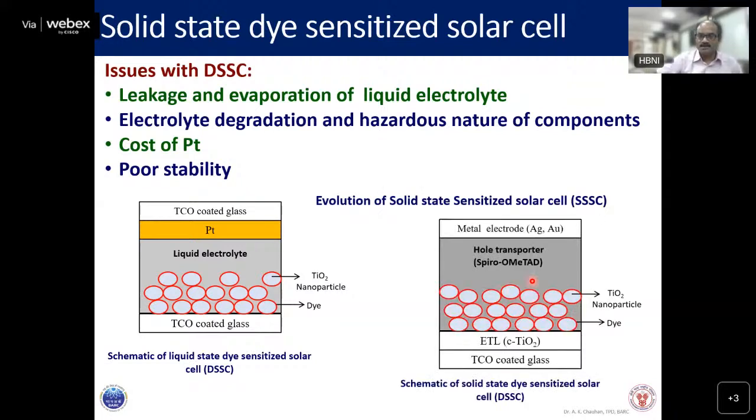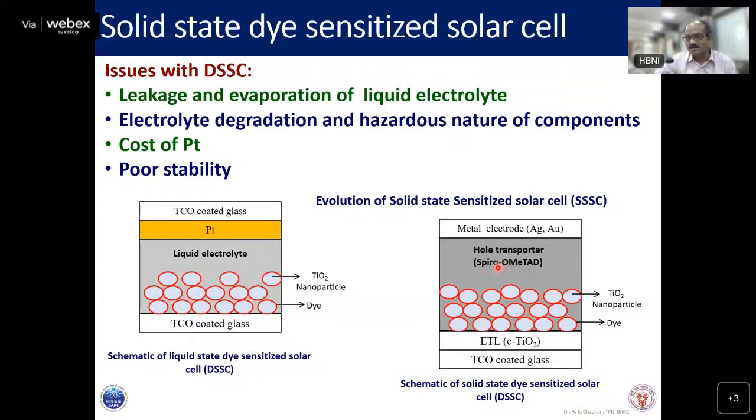So what is the possible solution? In place of the liquid electrolyte, a hole transporter, which is solid actually. These are called solid state dye-sensitized solar cells, where in place of liquid electrolyte, you are using a solid electrolyte. And that is called the solid hole transporting material. One of the most common materials used as a hole transport layer is Spiro-OMeTAD. This has a very long chemical formula, and the structure is the same.